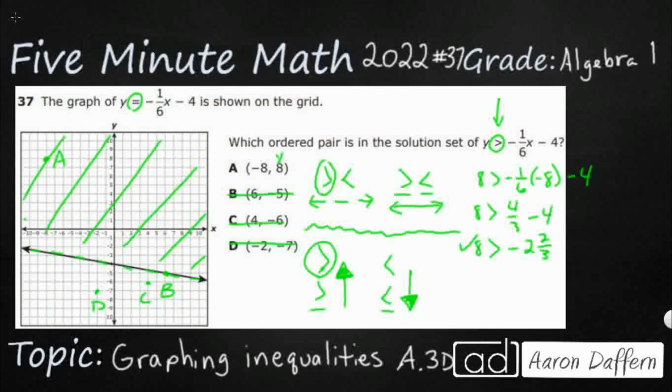And if you wanted to test out B right here, you could plug that in and you would see that it's not going to work. It's actually going to make both sides equal, and it's not going to work because it needs to be greater than. So our answer here is going to be A. The only point that works is negative 8, 8.